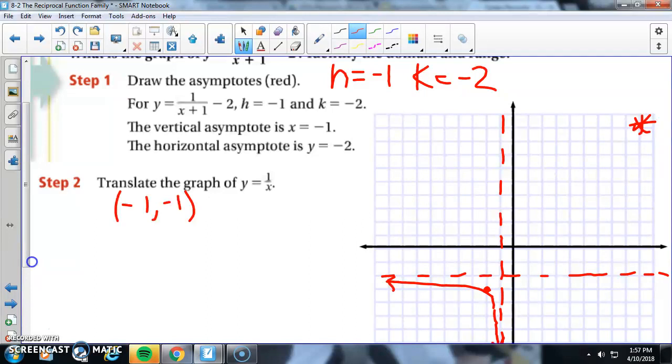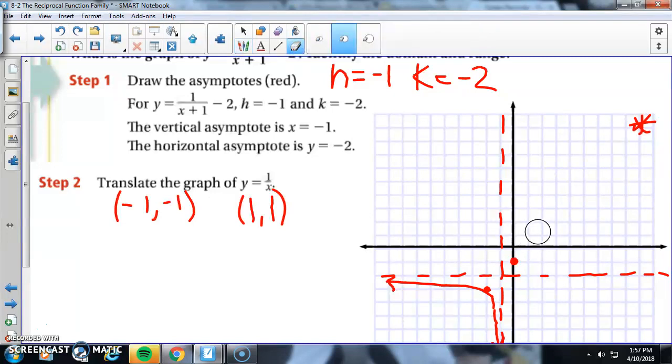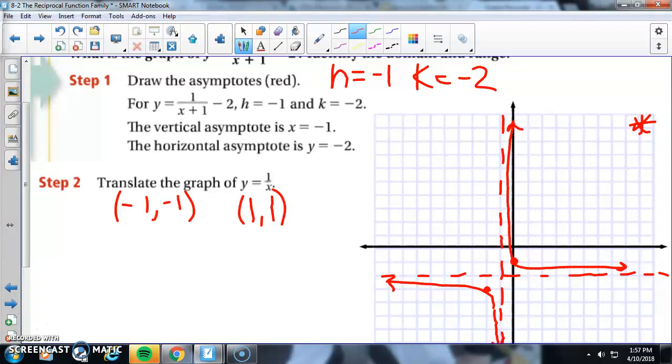Same for 1, 1. I would start here and go left 1 and down 2. So that would be my translation, and I'm going to approach, once again, both asymptotes with a smooth curve. And that is our sketch of y is equal to 1 divided by x plus 1, minus 2.